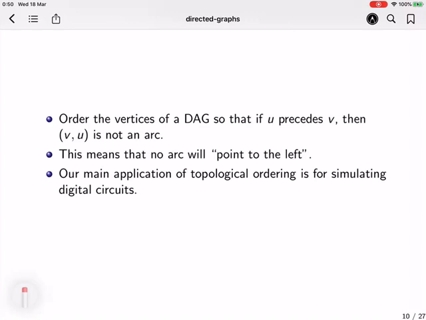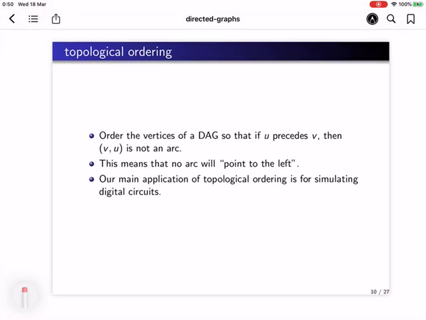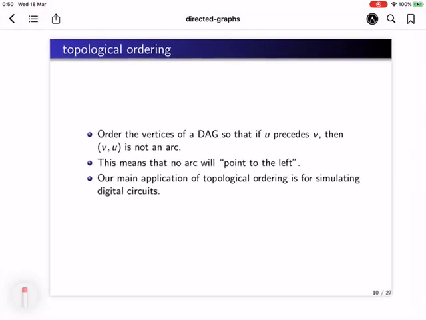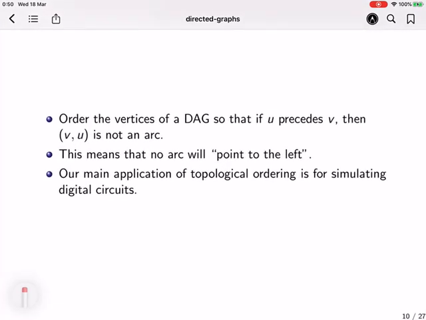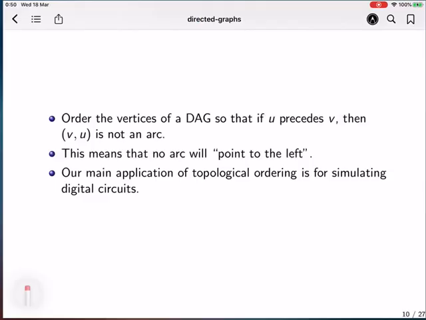Okay, so what is this special condition called? It's called a topological ordering. And the idea is, order the vertices of G so that if U precedes V, then (V, U) is not an arc in the directed graph. Okay, so let me show you a depiction of what this means.